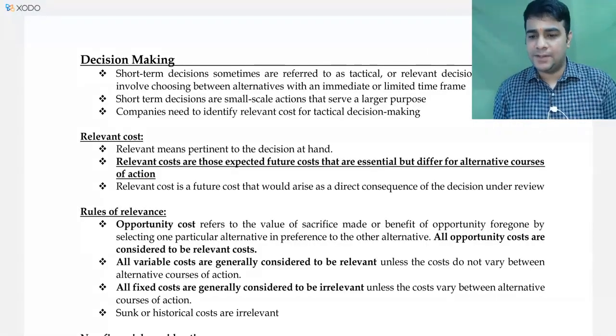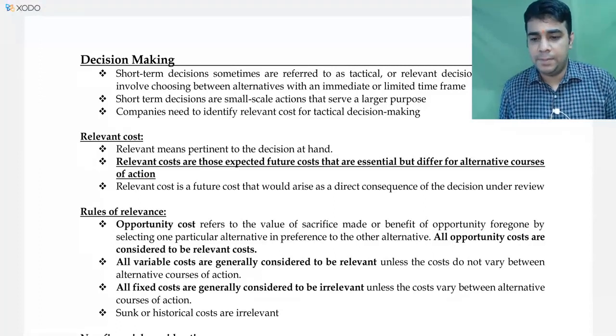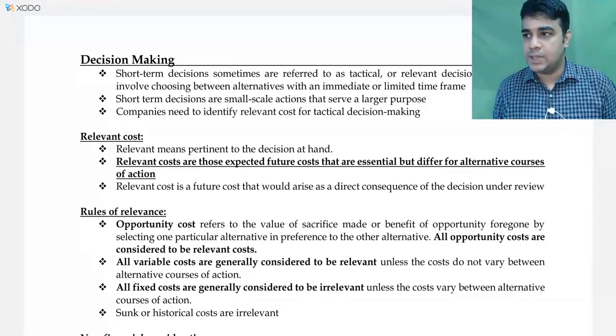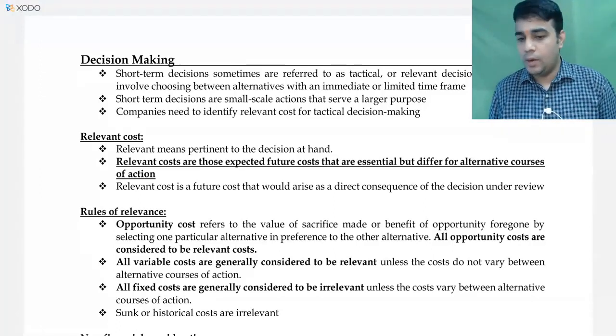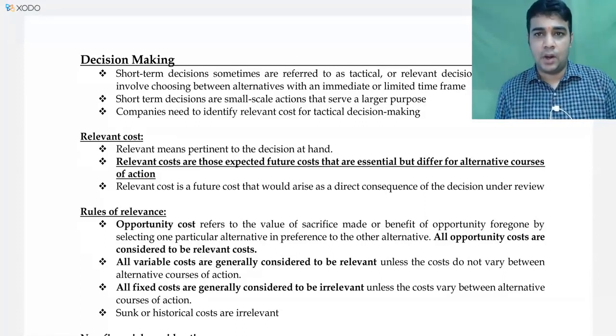Okay. Good morning, friends. Let's continue with our discussion. In the previous classes, we are done with one chapter, which is your budgetary control. Whatever discussion was to be done in that chapter, that got over.